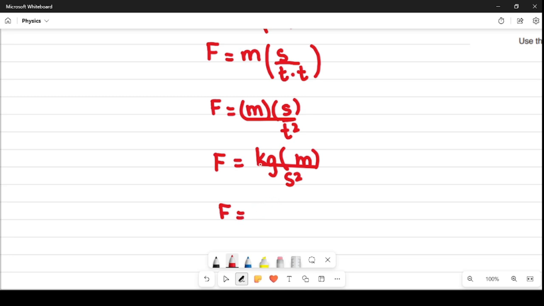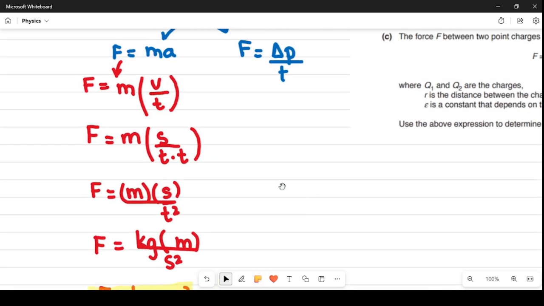Oh, sorry, my bad. Everything needs to be in the numerator. So kilograms, meters, second square. This is your answer. Now let's check if we get the same answer from the second formula.